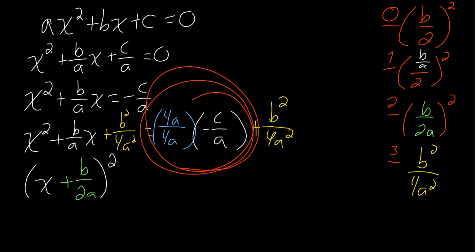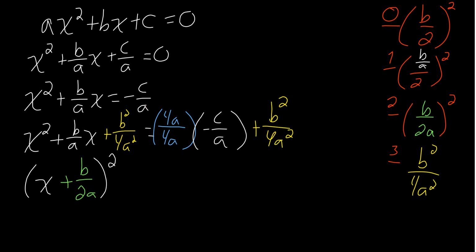So once I do that, this equation becomes negative 4ac, all over 4a squared. And then what we have here is b squared over 4a squared. And now we have a common denominator, and that's exactly what I'm looking for.